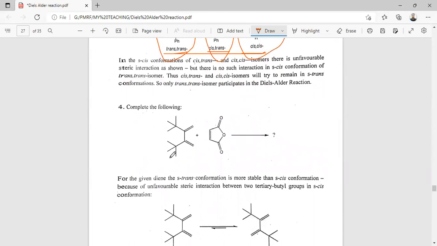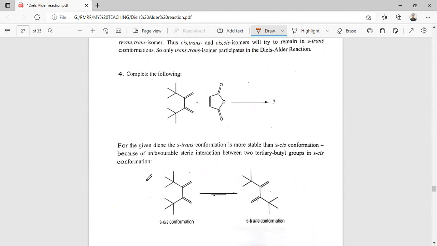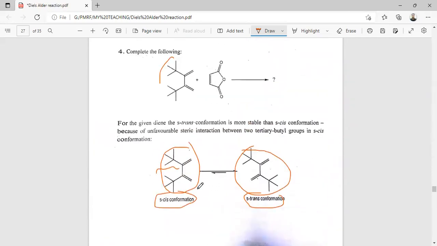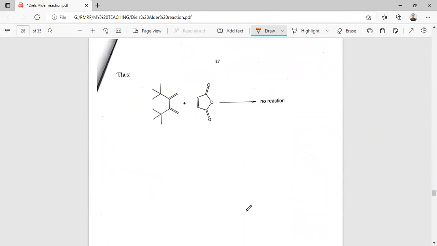So here, for the S-trans configuration, the most stable is the S-trans configuration. So here this diene has an S-cis configuration and an S-trans configuration. Here the S-cis configuration is not stable due to the steric interaction. So here the S-trans configuration of this diene is favorable. So thus here no reaction happens between this diene and this dienophile.